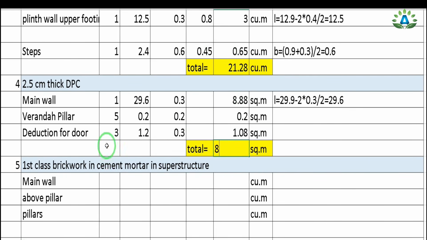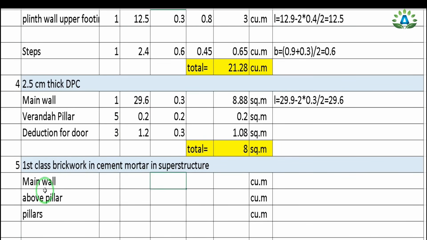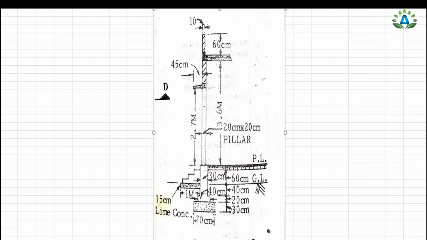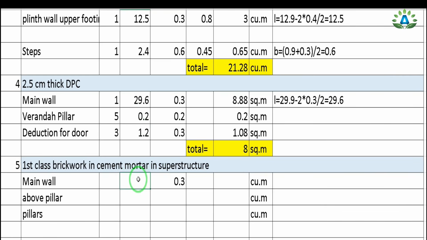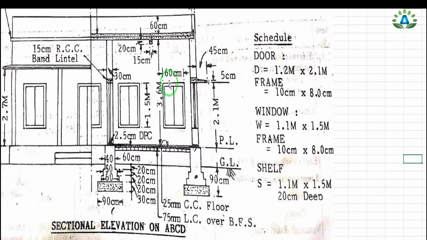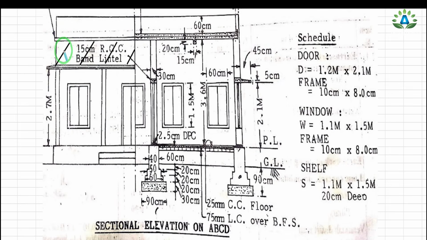And our next is our first class brickwork in cement mortar. The width of this main wall is 0.3 meter in superstructure, that is here we can see it is 30 centimeter. So this 29.6 will be the same as this DPC portion, and we have only one number of this main wall, and the only difference will be its height. So we have this height of superstructure 3.6 meter from this side up to this side. This is our pillar portion and this is the portion above the pillar. This is our pillar above the veranda.